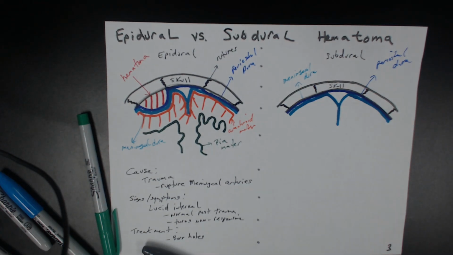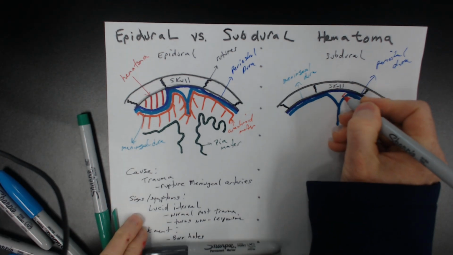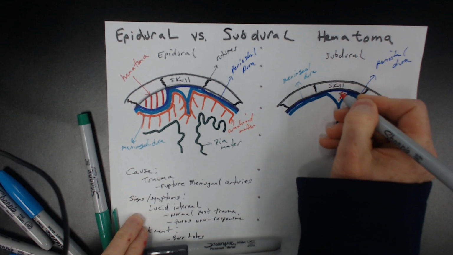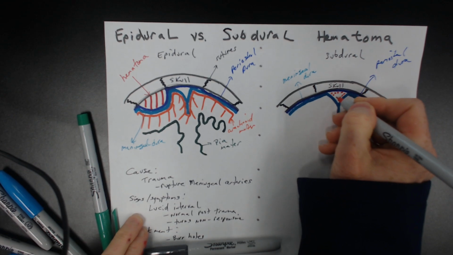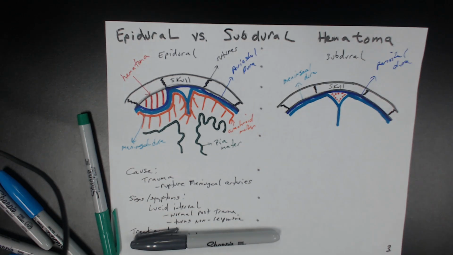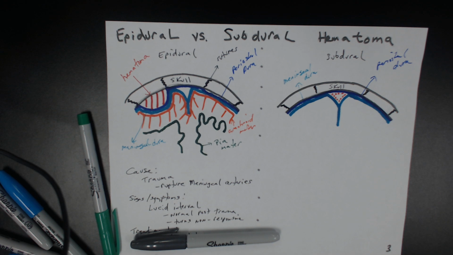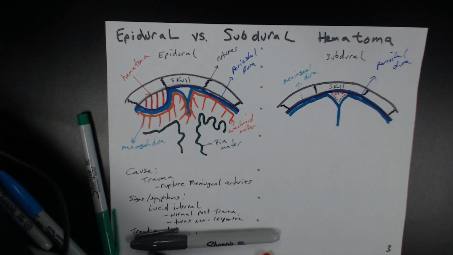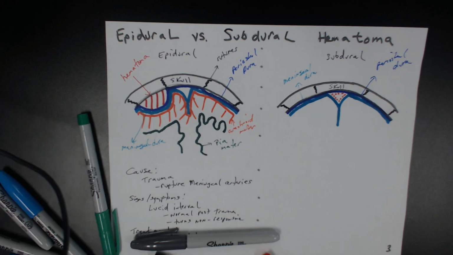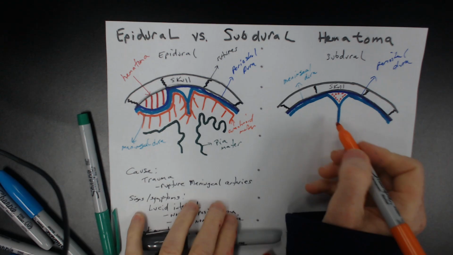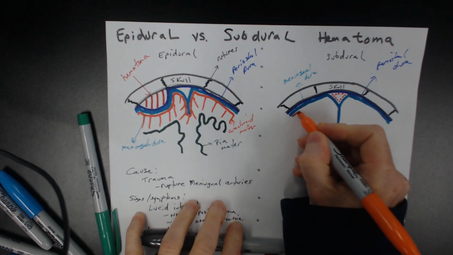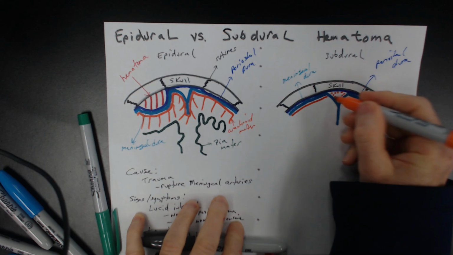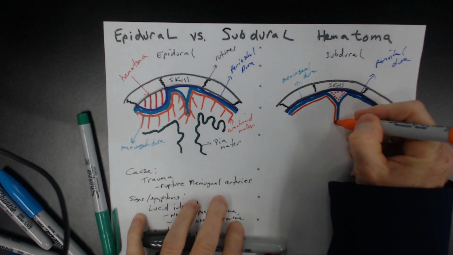Okay. And does anybody remember what this little space is called? Yeah, that's your superior sagittal sinus. And that's going to be important for this one. Okay. Underneath your meningeal dura, you have your arachnoid matter. And your arachnoid matter is going to be here with the trabeculae.